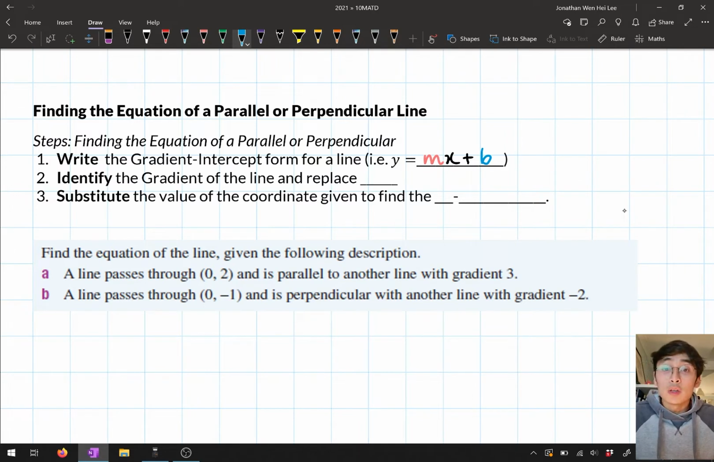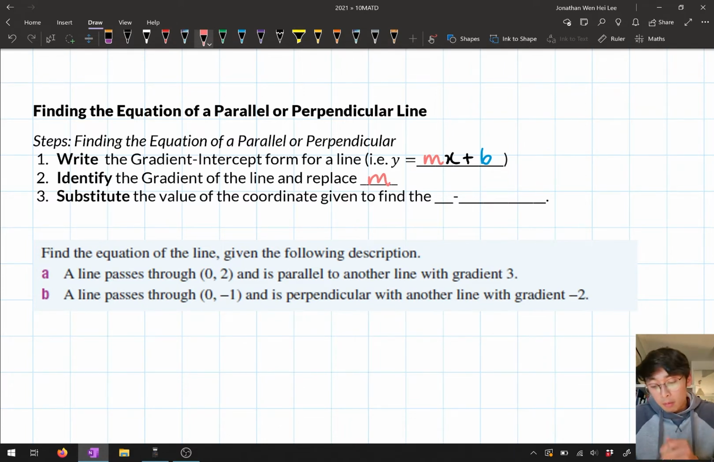Then what we want to do is identify the gradient of the line and replace it in the value of m. So we look at the question. They tell me that this line has to be parallel to a particular value. That means that my gradient is going to be equal to that value. Or if it's perpendicular, we just use the fact that when we multiply the two gradients together, it should give me negative 1.